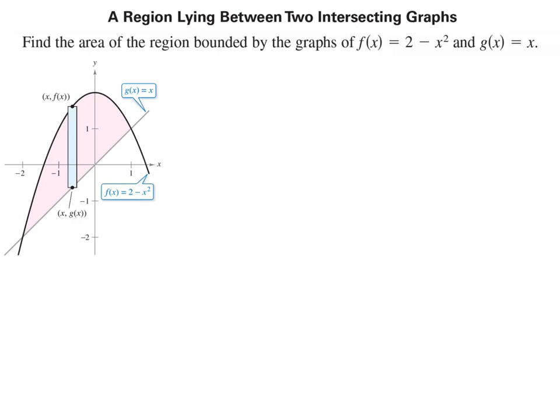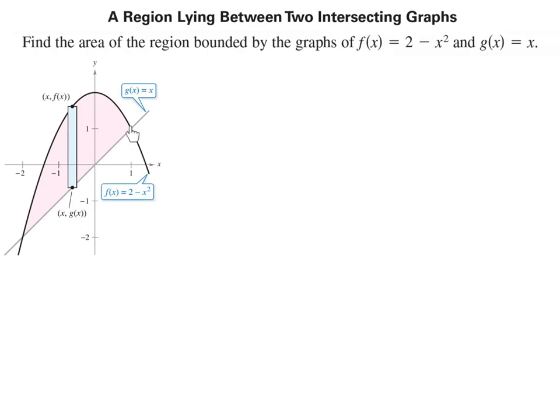So now let's take an example where we have an area of a region between two intersecting curves. So we want to know the area between two functions. One is f of x is equal to 2 minus x squared, so that is this negative quadratic right there, and g of x is equal to x. So we see that the quote-unquote top function is f of x because it is above g of x right there, but it doesn't give me any bounds.